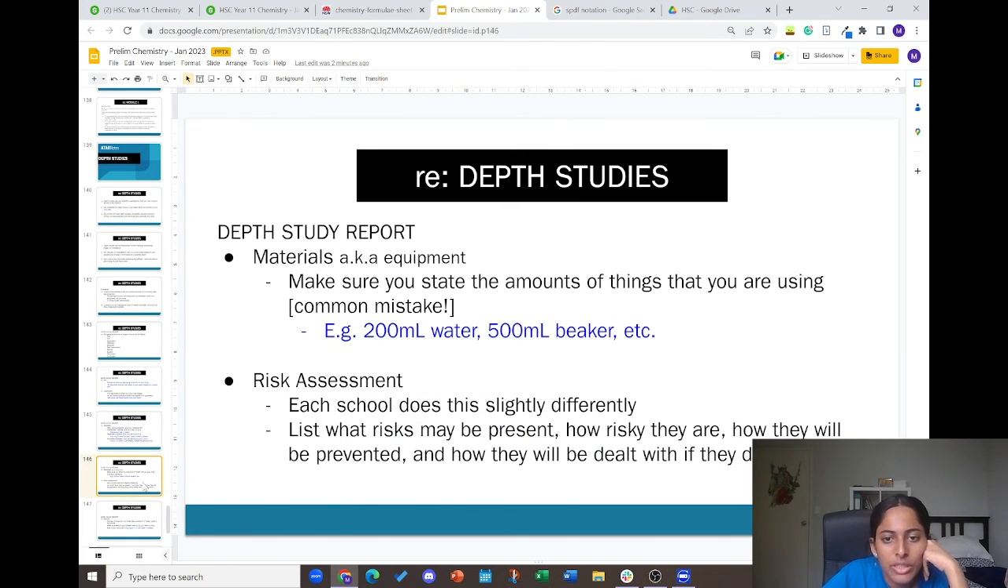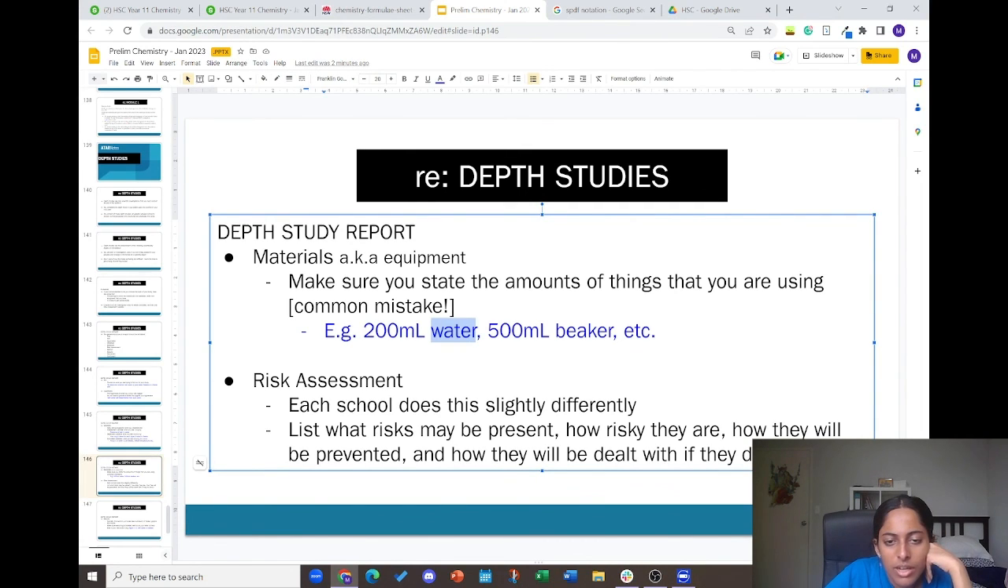Also ensure that you state the amounts that you're using for materials. So the substance that you're using followed by the amount, and also if it's a beaker or a pipette or measuring cylinder or whatever, make sure you specify the volume it has. Risk assessment is a bit different for every school. My school did this online risk assessment thing, whatever that is.